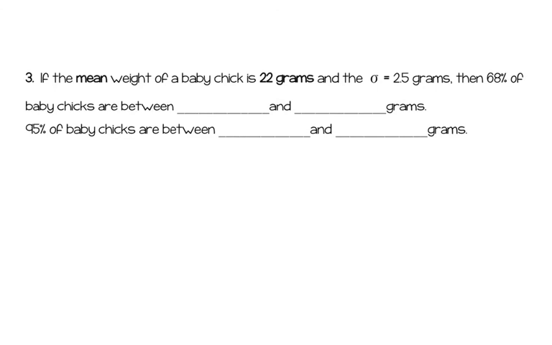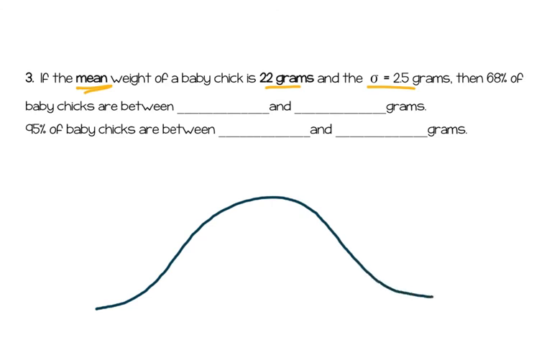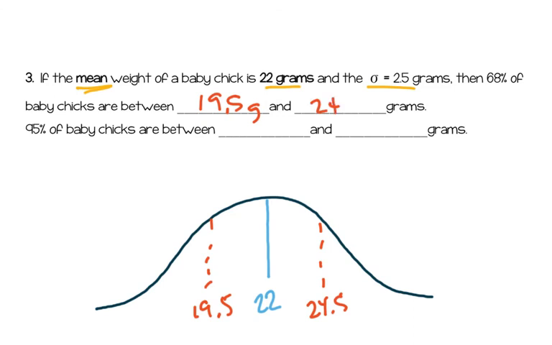Okay, the next example: if the mean weight of baby chicks is 22 grams and the standard deviation is 2.5 grams, where do 68% of baby chicks lie? We're going to make our curve, because we're not talking about standard deviation and mean if we're not talking about normal distribution. The mean is 22 and the standard deviation is 2.5. I'm going to add one standard deviation to either side, so 22 plus 2.5 and 22 minus 2.5. So 68% lie between 19.5 grams and 24.5 grams.